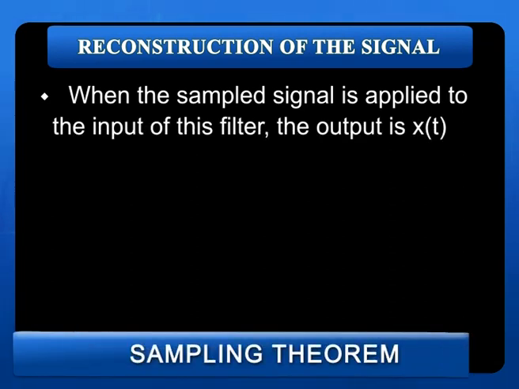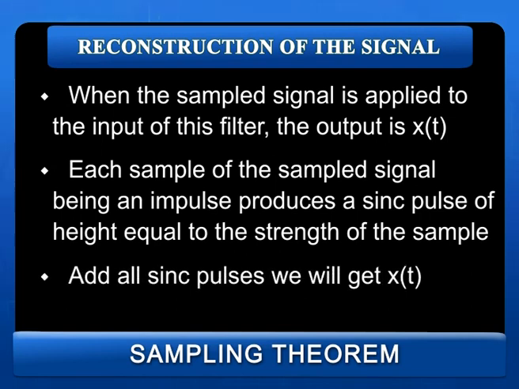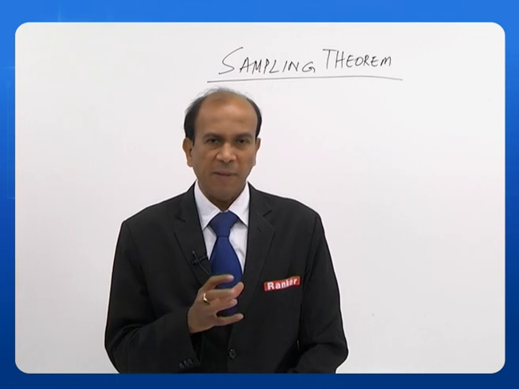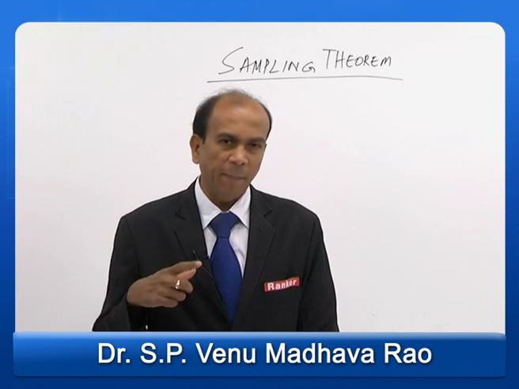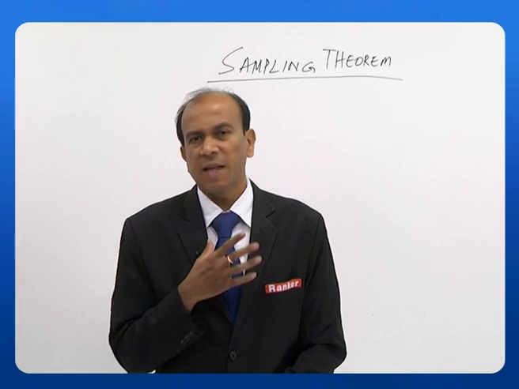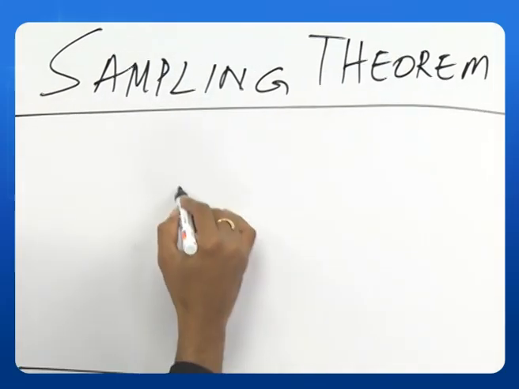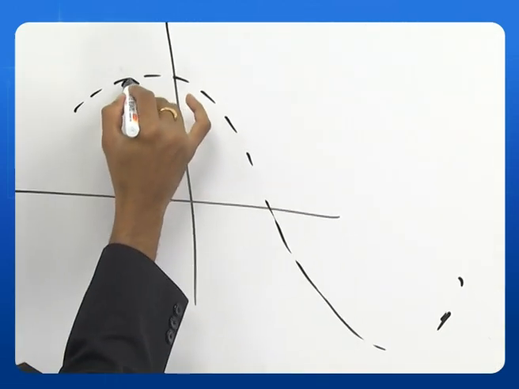Now, when the sampled signal is applied to the input of the filter, the output is x of t, as we have seen. Each sample of the sampled signal, being an impulse, produces a sinc pulse of height equal to the strength of the sample, and all the sinc pulses together give x of t. So, what are we doing here? Each of the sampled pulses is actually an impulse. So, what will be the output? The output will be a sinc pulse whose height will be equal to the strength of the sample. The sample will have a strength. If you remember what we have seen earlier, let us say we have a sample like this.